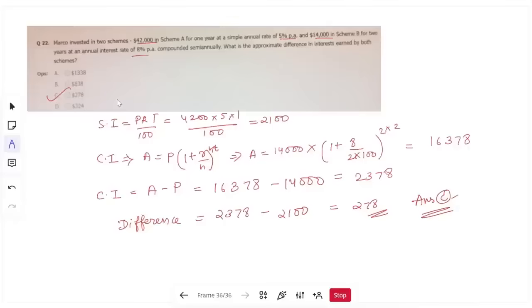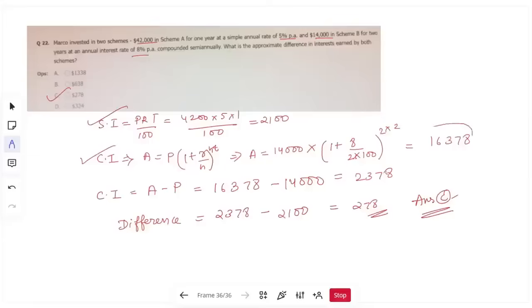First of all, it is told that the first investment he is doing is at a simple interest rate, and then the second investment he is doing at a compound interest. So we have the formulas for simple interest and compound interest. You will substitute the values that are given to you in the question. Principal is given to us 42,000, and then rate is 5%, and then time of the year is 1. Okay, so then over 100, which is equal to 2100.